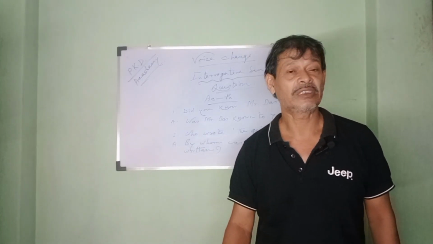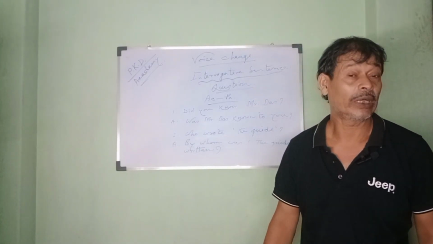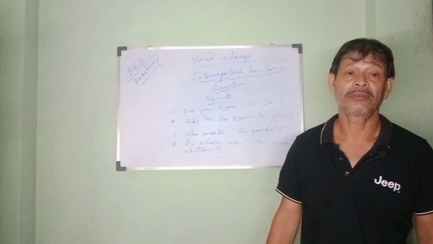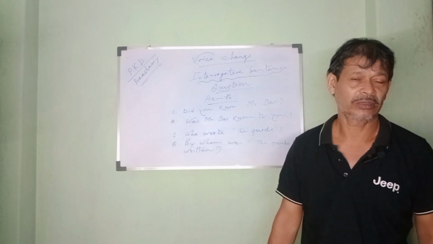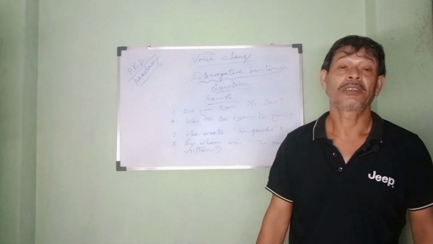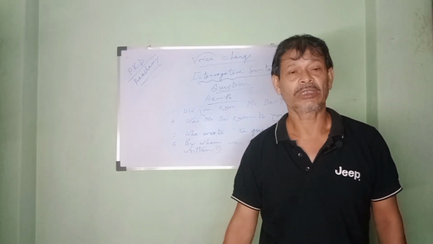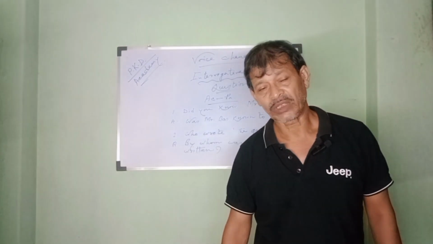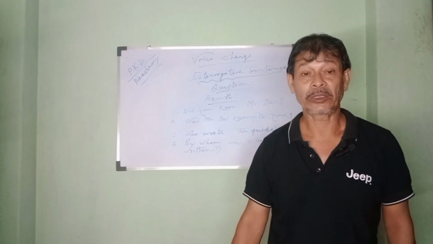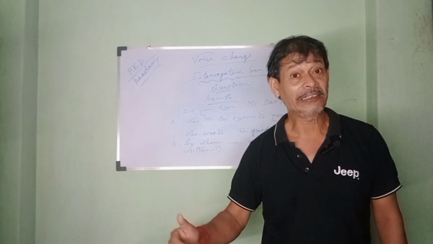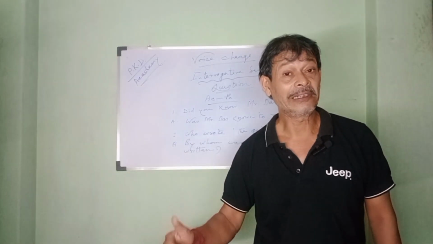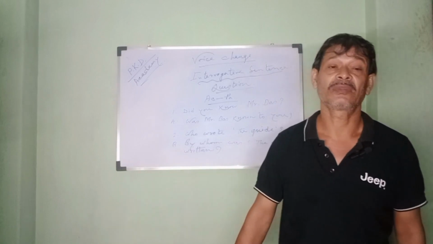So this is from auxiliary. You can write number one: Did the man see the bird? Question mark. Number two: Has the girl garlanded the goddess? Question mark. Number three.